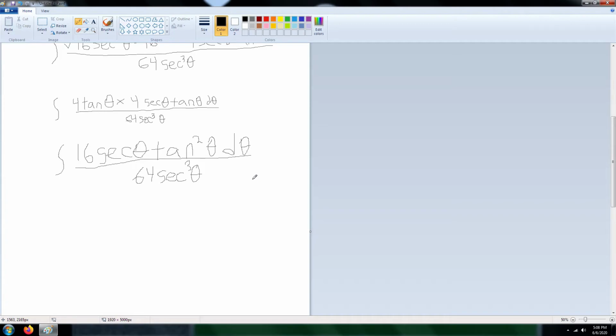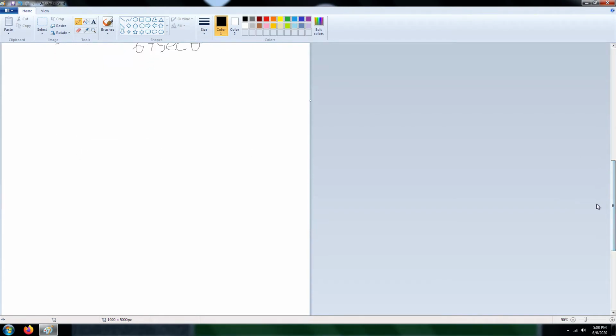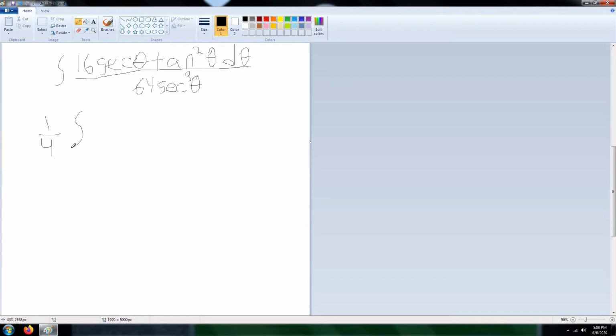And then the next thing you do after that is, here's the question for you. What's 16 divided by 64? You want to know what that is? It's 1/4. So you pull out 1/4 out of the integral, and all you're left with is tangent squared theta over secant squared theta.